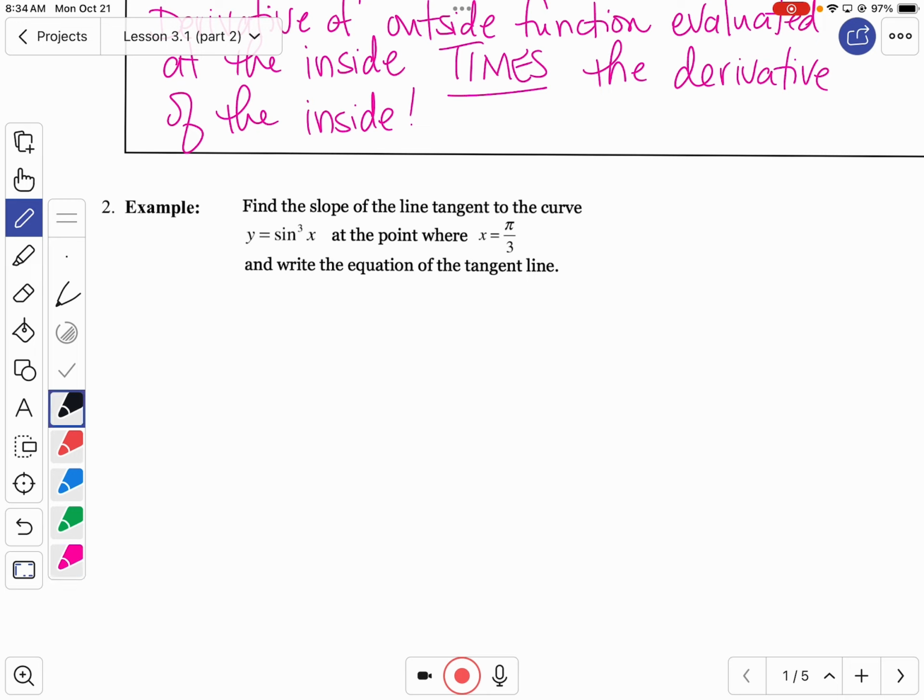This tangent line problem just never really goes away. It just continues to show up over and over again. So let's talk about what we would need. We're going to find the slope of the tangent. So what's the slope of the tangent? The same thing as the derivative. So we need y prime, and then we want to evaluate it at pi over 3, okay? And then when we write the equation of the tangent line, we need its slope, and we need a point, okay? So go.